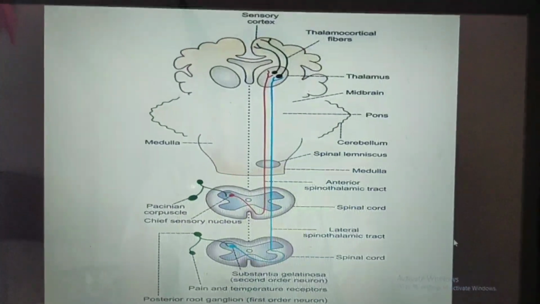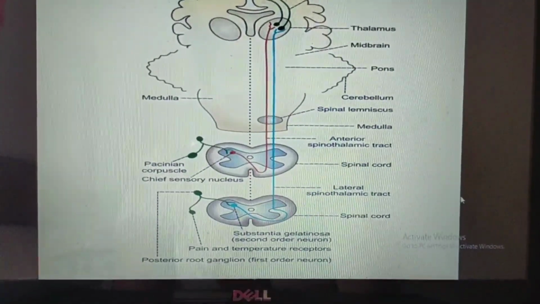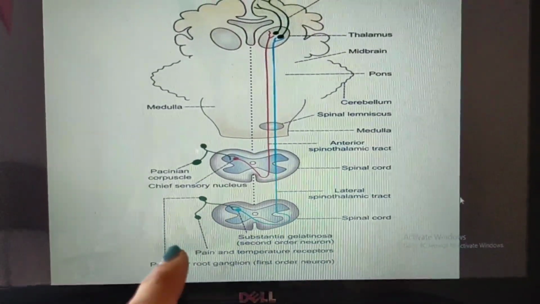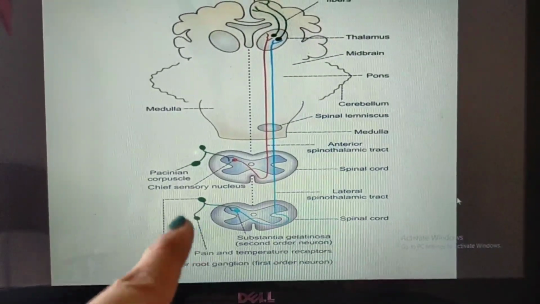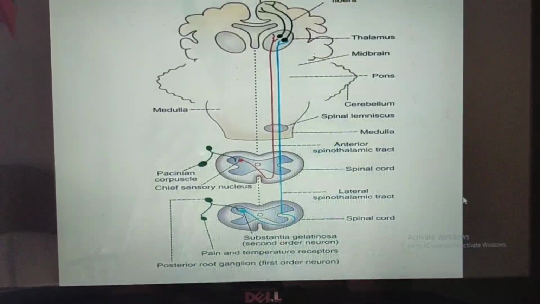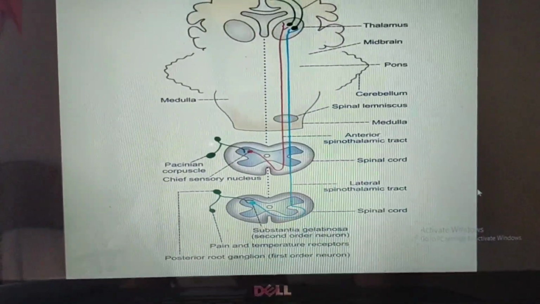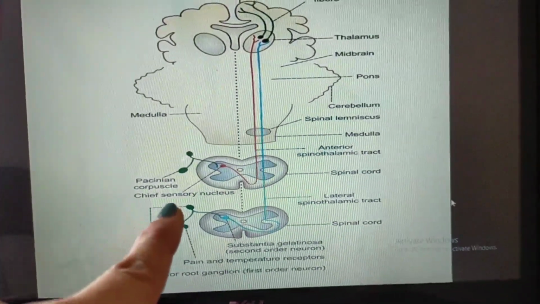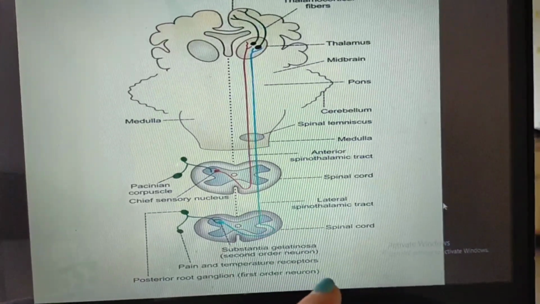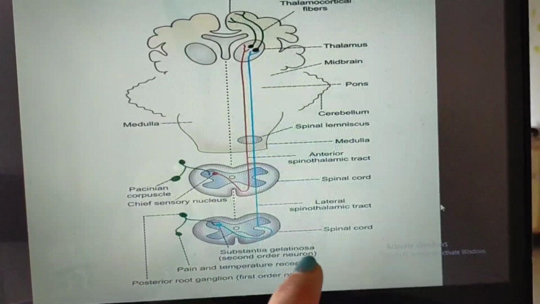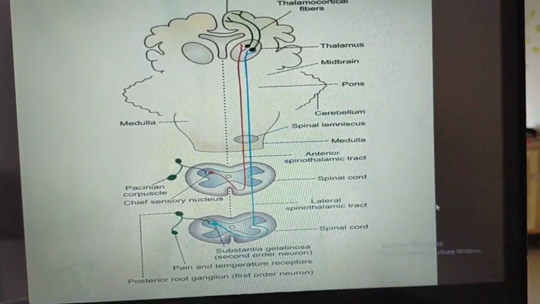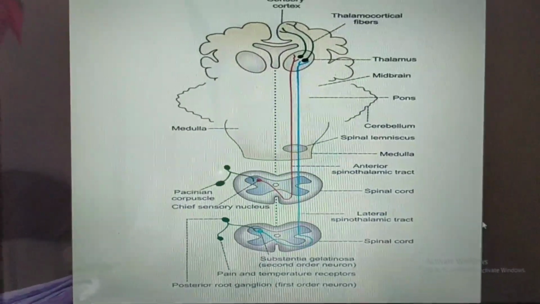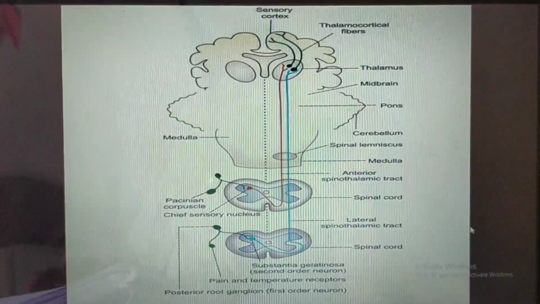So there is a figure here in which the whole tract is shown, like from here pain and temperature receptors, and the receptors on the skin, if we talk about from toe or thumb, the first order neurons there, from there synapse occurs in the second order neuron of the substantia gelatinosa. So again we'll try to understand the whole pathway from this figure.